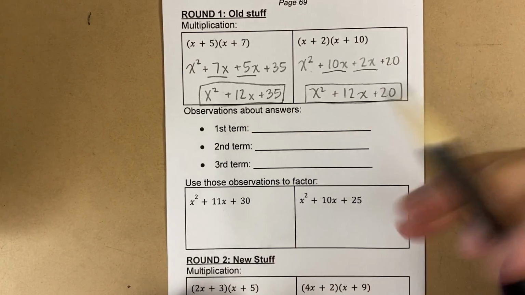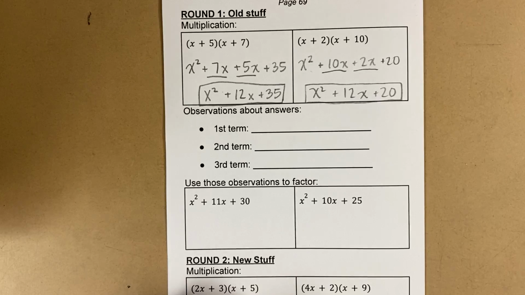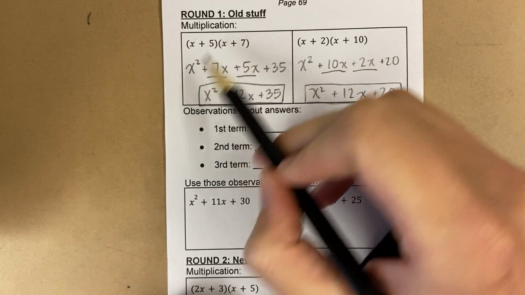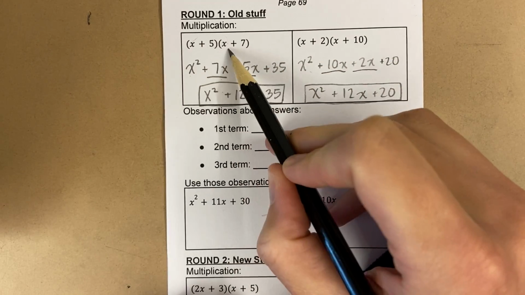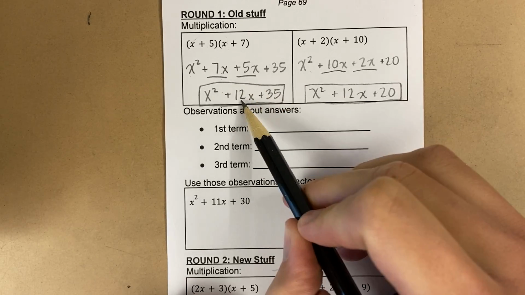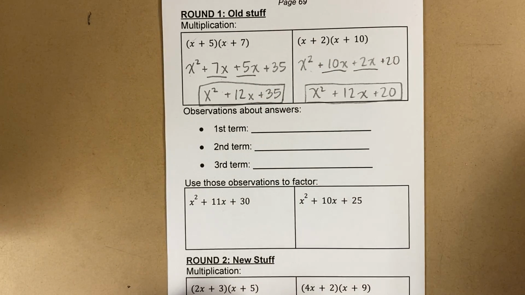So here's some multiplication that we already know how to do. And we remember that when we multiply, we do x times x, x times 7, 5 times x, 5 times 7. We combine our like terms, we get this. Now, what we want to do is make some observations.